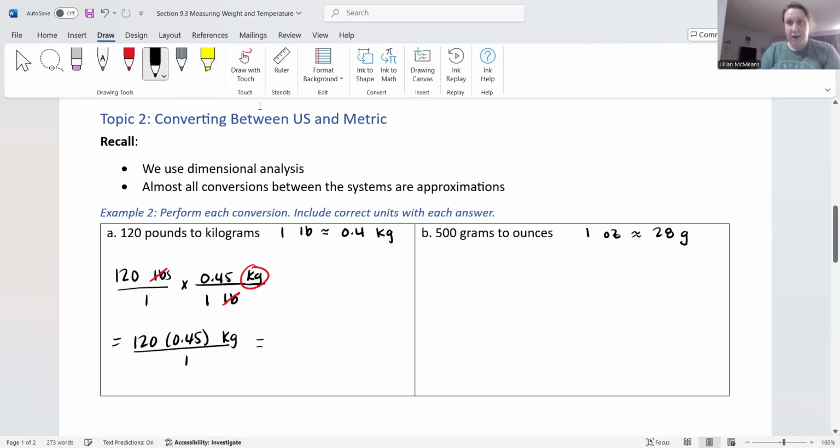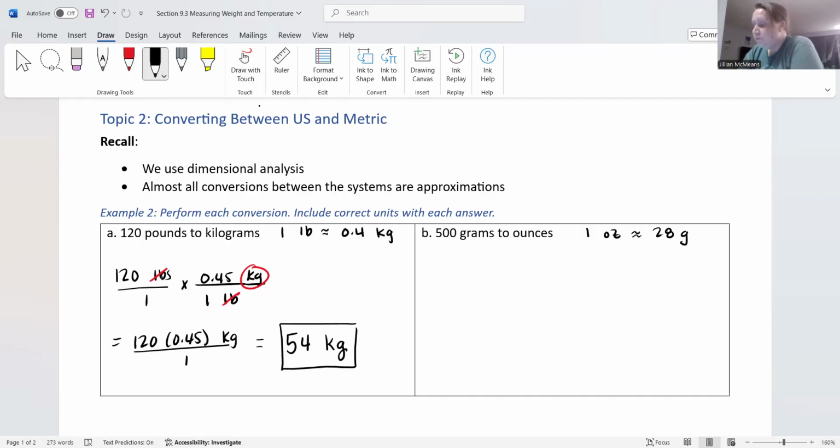And then we can go to the calculator. So we want to do 120 times 0.45, and we get 54. So no rounding necessary at all. So this is going to be approximately 54 kilograms. Okay. Now, even though our calculation was exactly 54, the conversion was not exact. We said 1 pound is approximately 0.45 kilograms. So this is still an approximated answer, but we can go ahead and just say it equals 54 kilograms based on our numbers.